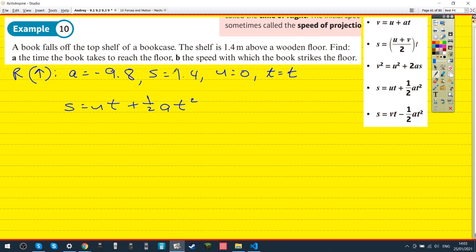S is minus 1.4. You'd probably figure it out anyway, because we're talking about when it reaches the ground, like the time it took to reach the ground. So at time is 0, S is 1.4. But if you're looking at it the other way, at the time when it reaches there, the S would be minus 1.4. The starting S is 0.